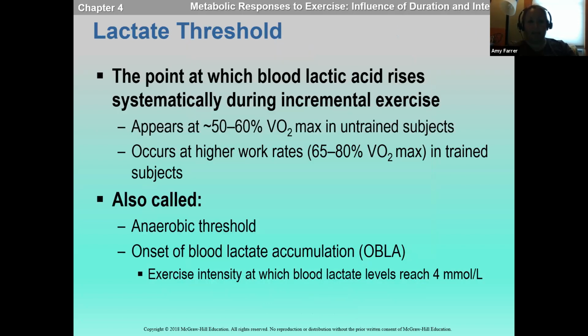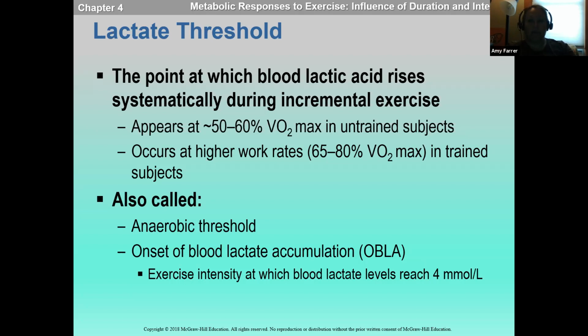The lactate threshold is the point at which the blood lactate rises. It is considered to be our anaerobic threshold. Once we start to accumulate blood lactate at 4 millimoles per liter, we know that we've reached it. When we're looking at untrained subjects, generally speaking, we're going to hit that level at 50 to 60% of VO2 max. Now, if we're trained, we're not going to see that level hit until 65 to 80% of VO2 max.